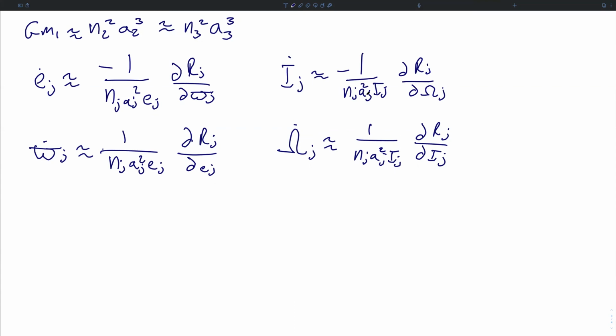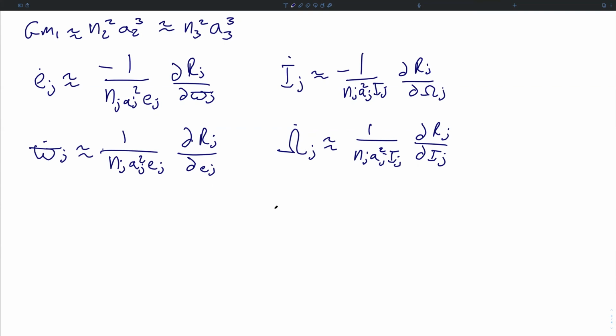They have the same coefficient, negative and positive, 1 over n_j a_j squared i_j times the partial of the disturbing function with respect to the longitude of the ascending node for the inclination, and times the partial of the disturbing function with respect to the inclination for the variation in the longitude of the ascending node.